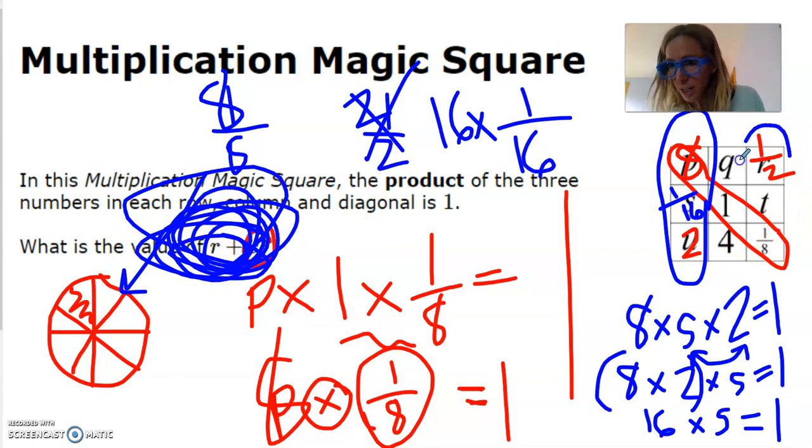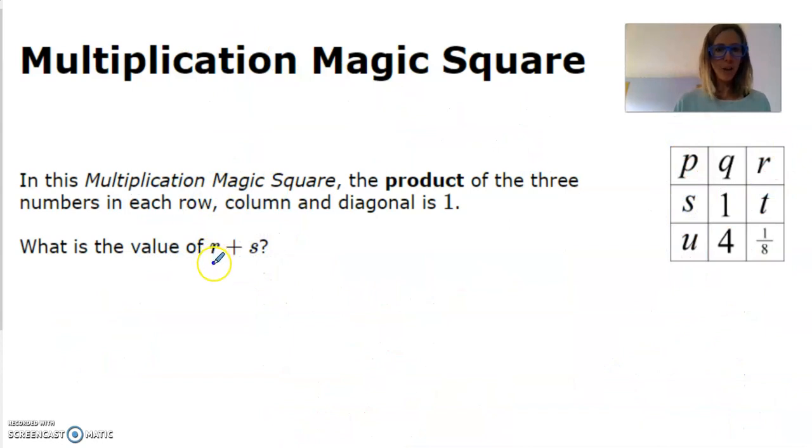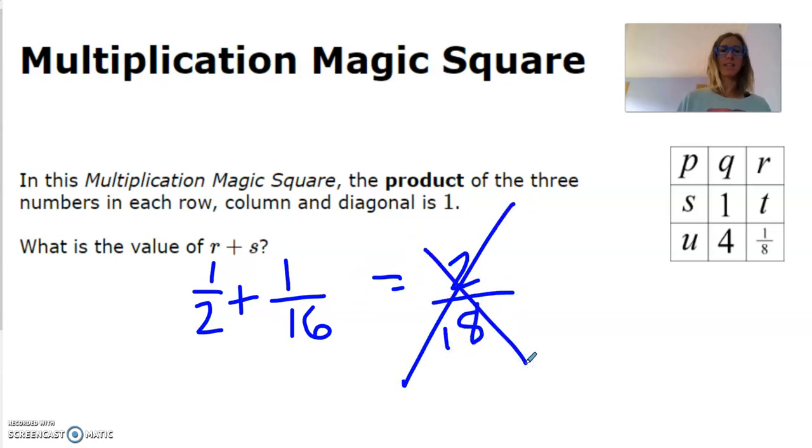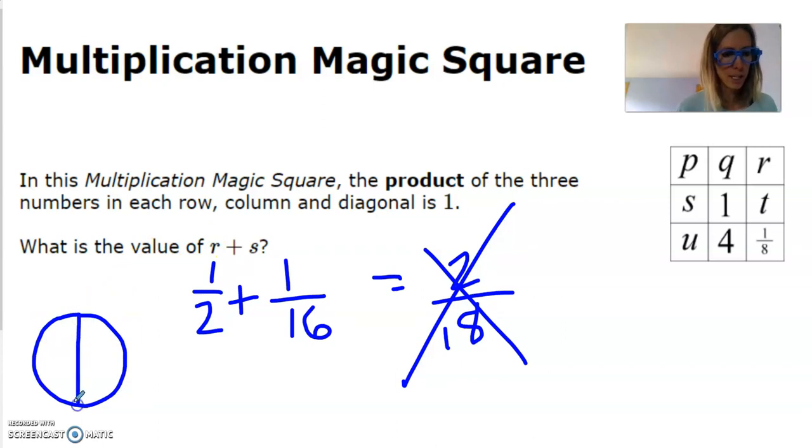So I have R is a half, S is 1/16. So let's add them together. So 1/2 plus 1/16. How do you do that, guys? Is that going to give you 2/18? Heck no. And let's see why. So let's draw this thing out. If I have half, and half I can easily draw with a circle, so I'm going to do it. I have half. And then I need to add 1/16 to this. Holy moly. So I'm going to add to that 1/16.